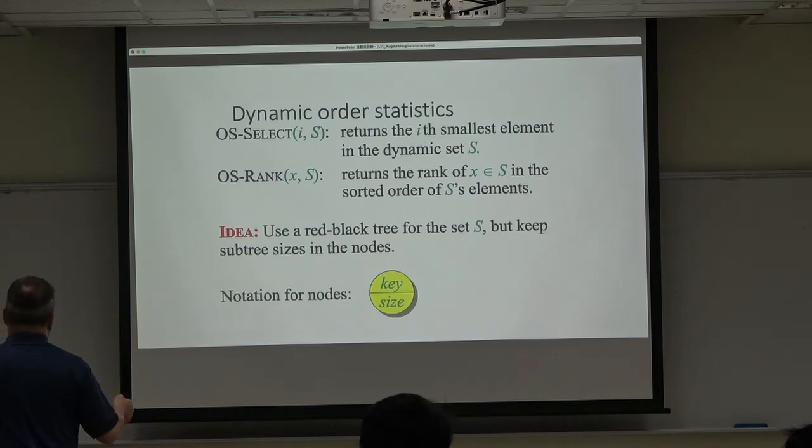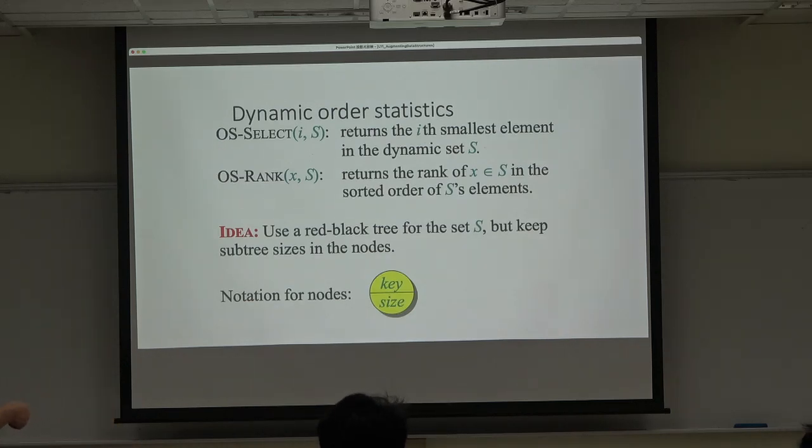So this one is similar. These are the order statistics operations: Select(i, S) and Rank(x, S) in a dynamic set S. Select means we want to return the ith smallest element in this dynamic set S. Rank(x, S) means, given an element x in this set, we want to find the rank of this node x in the set.